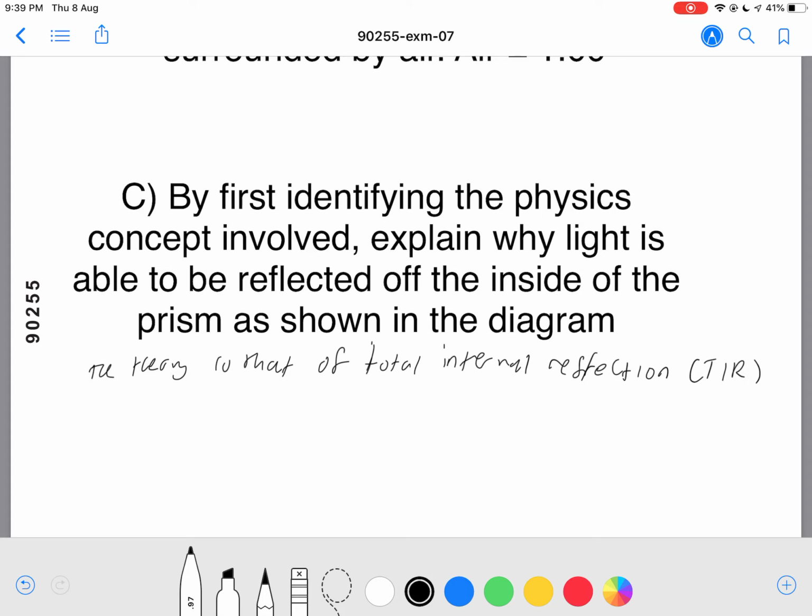So the theory is that of total internal reflection. You can just describe it a bit more, so you can say, where all the light ray is totally internally reflected.